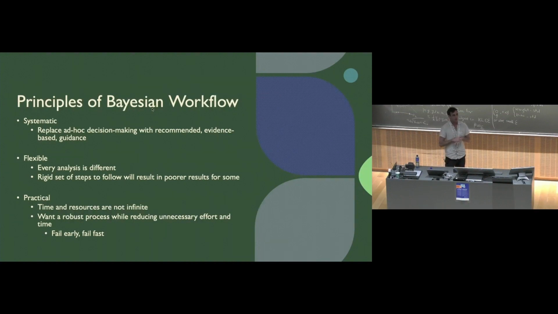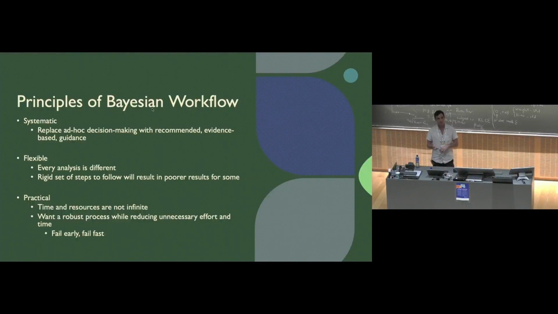So if we think about some of the key principles of a Bayesian workflow that we want to take advantage of, we want something that is systematic. We want to reduce the level of ad hoc decision making that a given researcher or practitioner is going to have to apply. That's a big part of the work that Aki Vehtari's group works with: what are some recommended evidence-based decisions, or a decision process to follow, as part of a Bayesian workflow.